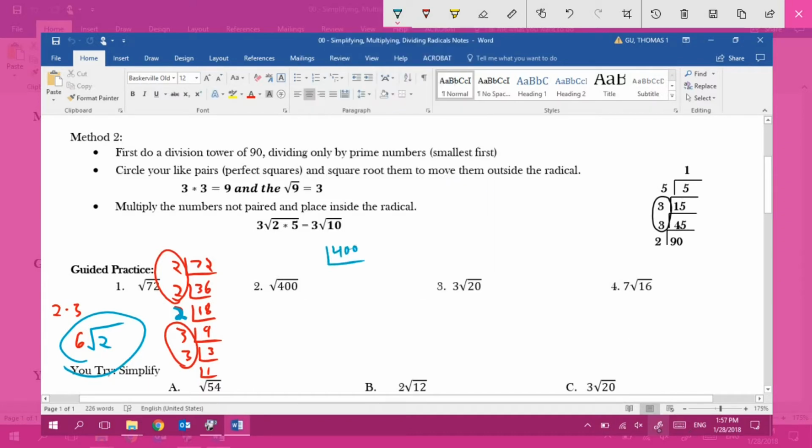400 upside down. What goes into 400? 2. That's 200. 2. That's 100. 2. That's 50. 2. That's 25. 5. That's 20. That's 5. And then 5. 1. And we're done.